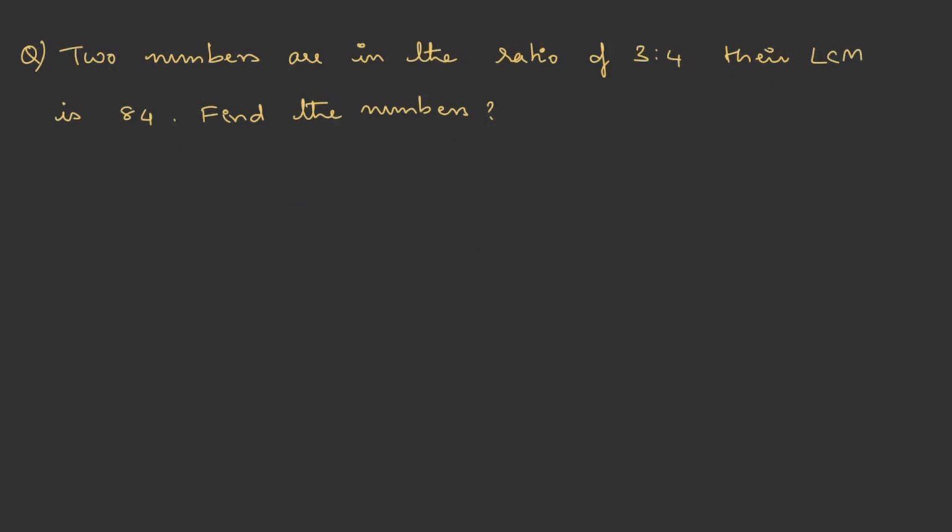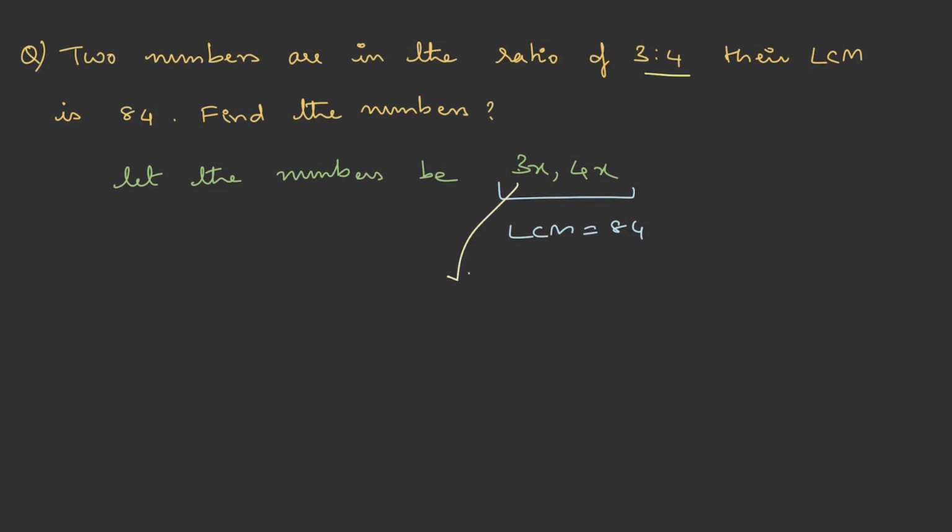Here we have another question. Two numbers are in the ratio 3:4. Their LCM is 84. Find the numbers. Again, let me take the numbers as 3x and 4x. For this, they have given that the LCM is 84. So for 3x and 4x, if I do the LCM, it's actually 12x. This 12x, they are saying it is 84. That means x will be 7. If x is 7, then 3x will be 21 and 4x will be 28. Therefore, the numbers are 21 and 28.